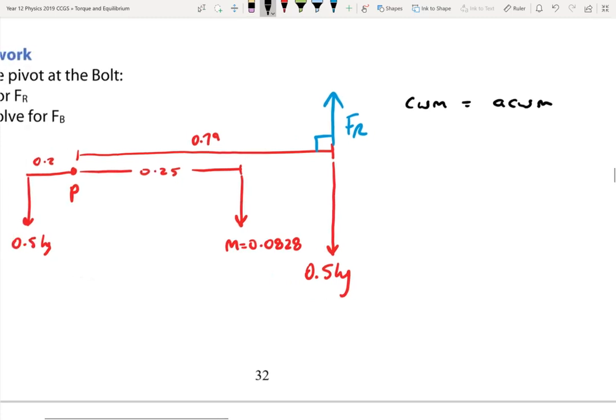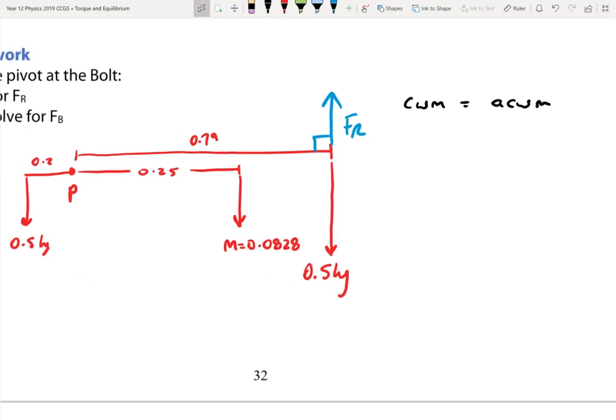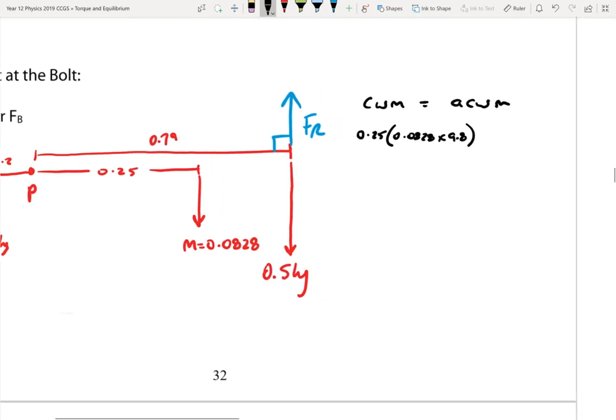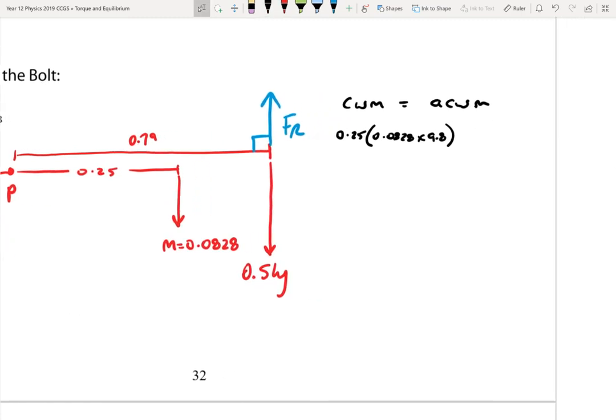So, we've got 0.25. Don't forget to times by 9.8. We could cancel out the 9.8s and just leave it, but no. Let's get values here. Was that 7.2? It is 7.2, sorry. It's 0.72.